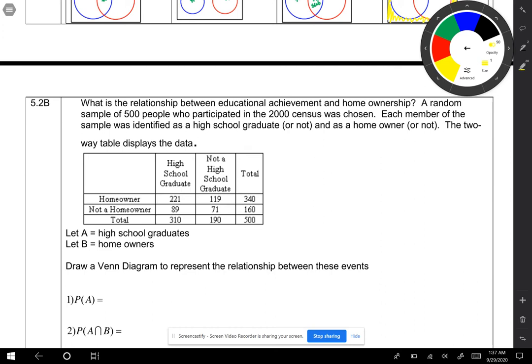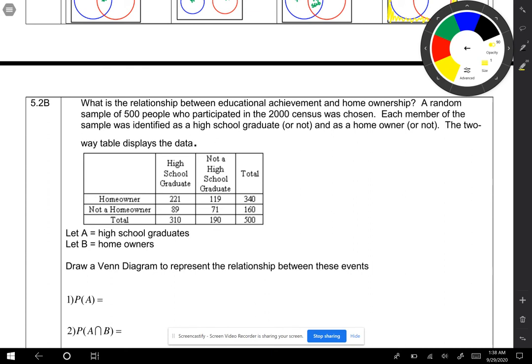So if you look at the first column, it gives you the high school graduates. There's 310 of them. And if you look at not high school graduates, there's 190. If you add those two, you do get 500. If you look at the homeowners, there's 340 total homeowners and 160 that are not homeowners. That totals up to 500. So everything adds up beautifully horizontally and vertically.